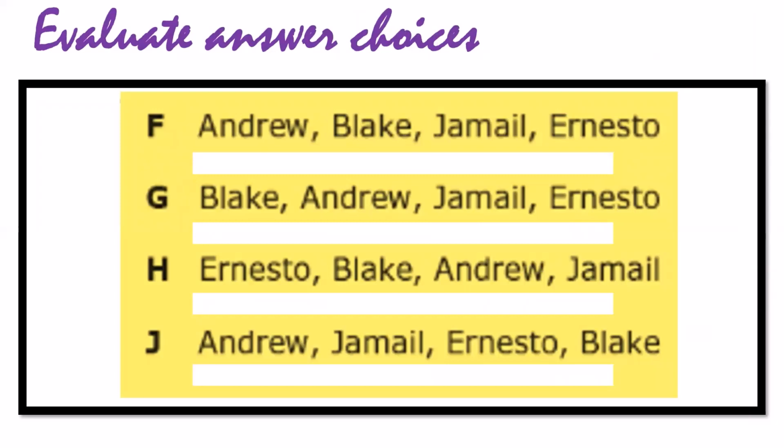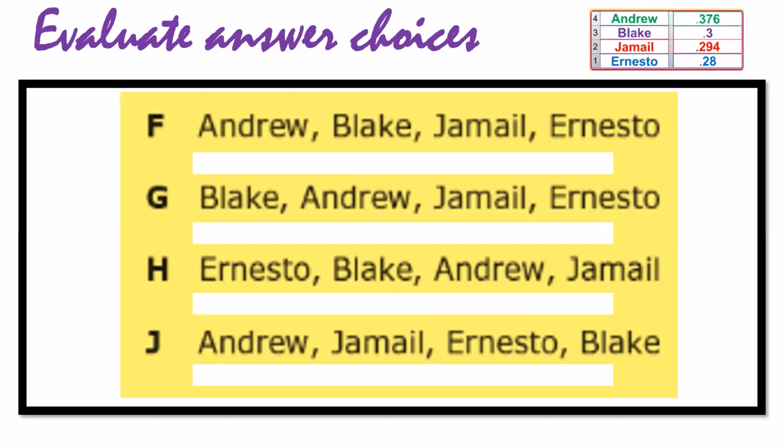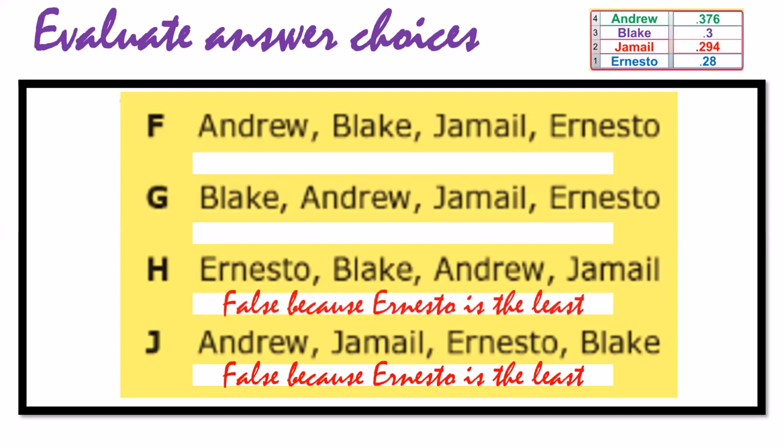Now let's look at our answer choices. J, we have Andrew, Jamel, Ernesto, and Blake. Well, when we look at our data, let's compare J to what our data says. It will be false because our table tells us that Ernesto had the least amount. Let's go to H. Ernesto, Blake, Andrew, and Jamel. Our answer will be false once again because Ernesto is the least, and H is showing Ernesto as the greatest.